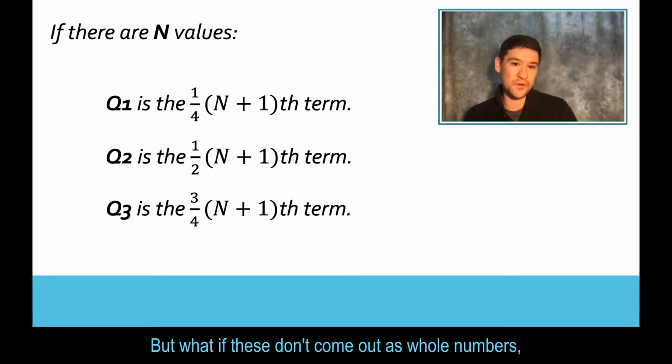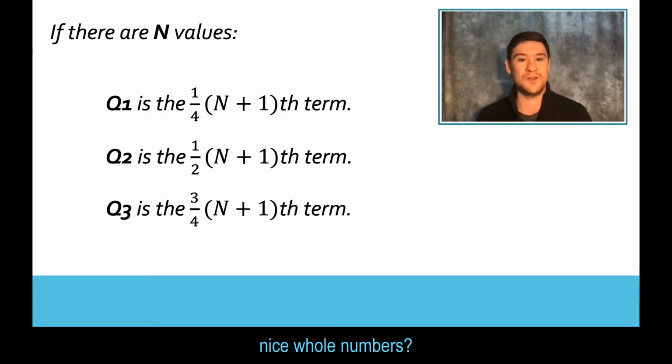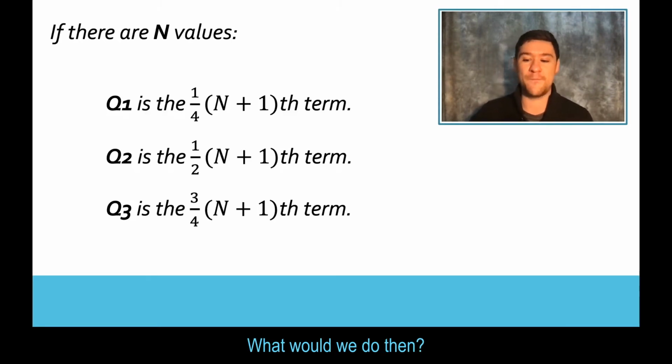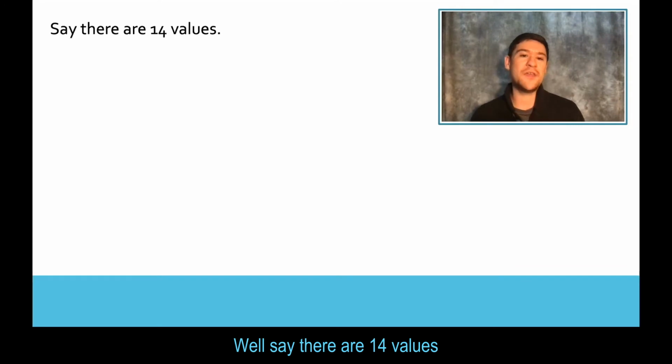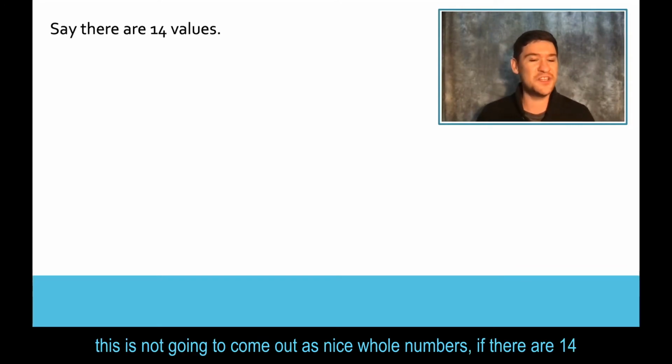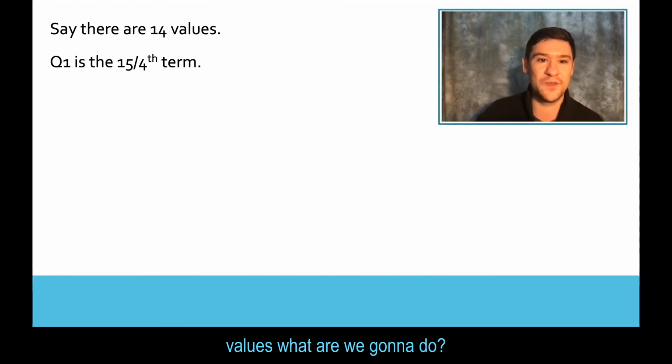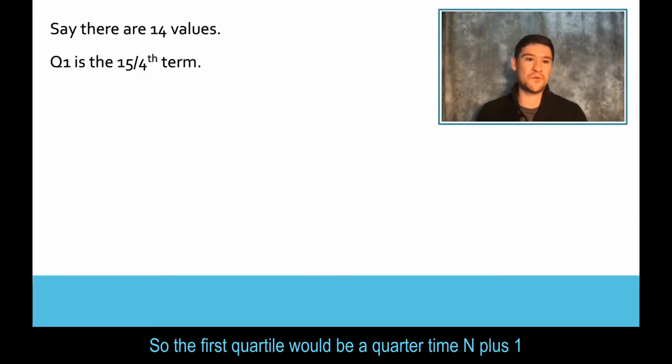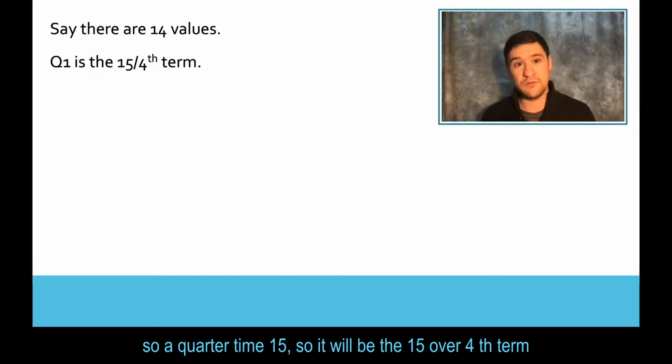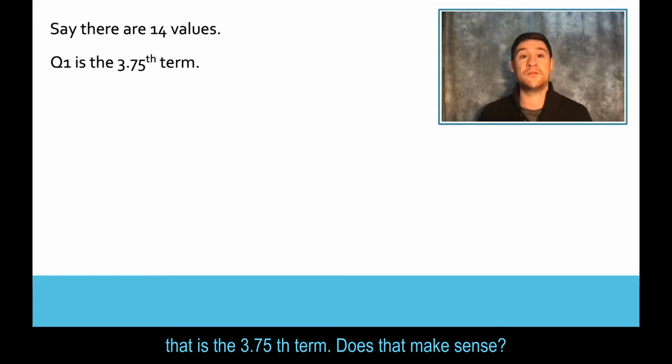But what if these don't come out as nice whole numbers? What would we do then? Well, say there are 14 values. This is not going to come out as nice whole numbers. So the first quartile would be a quarter times n plus 1, so a quarter times 15. So it would be the 15 over 4th term. That is the 3.75th term. Does that make sense?